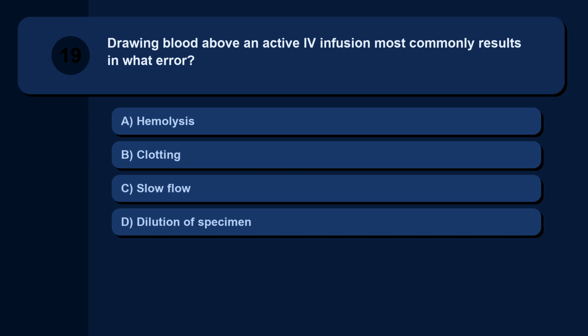Question 19. Drawing blood above an active IV infusion most commonly results in what error? Hemolysis, clotting, slow flow, dilution of specimen.